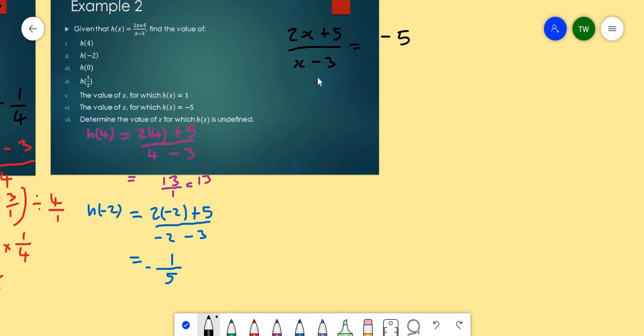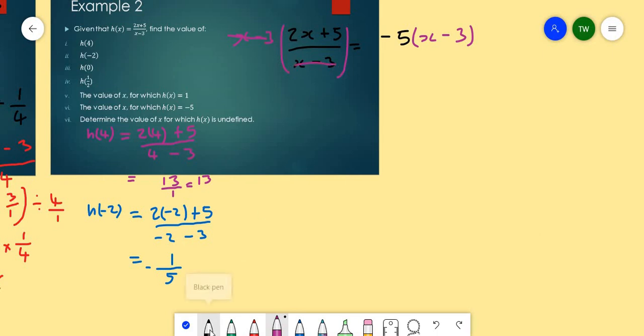And then solve. Again, we want to get rid of this fraction. So all I'm going to do is multiply both sides by the denominator. So I'm going to multiply this side by the denominator, which is x minus 3. And I'm going to do the same thing to this side. So multiply by the denominator, which is x minus 3. Now here, x minus 3 will cancel out x minus 3.